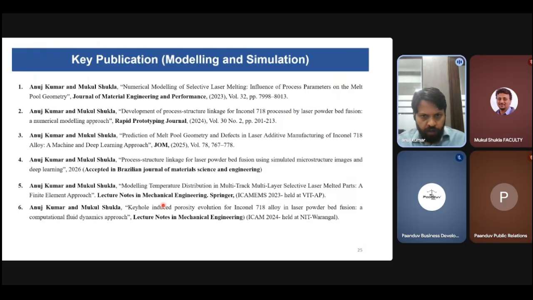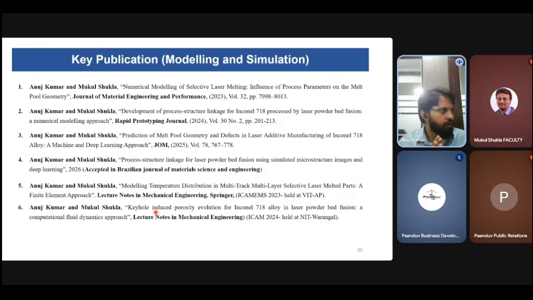These two are also focused on the thermal history and keyhole porosity. The last studies focused on how keyhole porosity evolves, how the keyhole will form, and how, as the keyhole forms, it will convert into porosity.